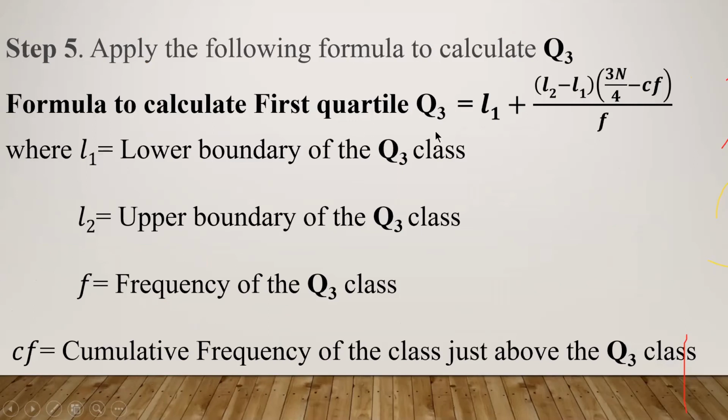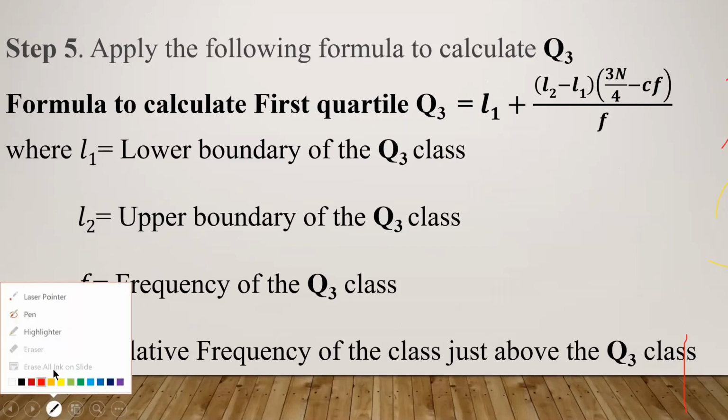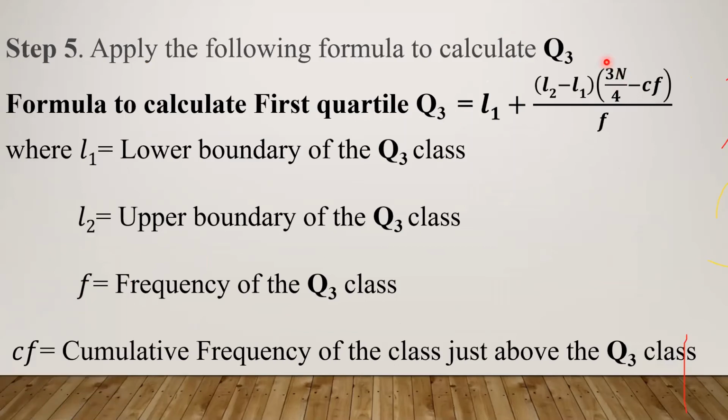The formula for Q3 is also very much similar to the formula of Q1, except what is the difference? Here you are having 3n by 4 in place of n by 4. In median, it comes n by 2. For Q1, it comes n by 4. And for Q3, it comes 3n by 4. This is how you have to do it. Then you know all these L1, L2, F and C. Just put the values and get the answer. So we have seen the steps for Q3.